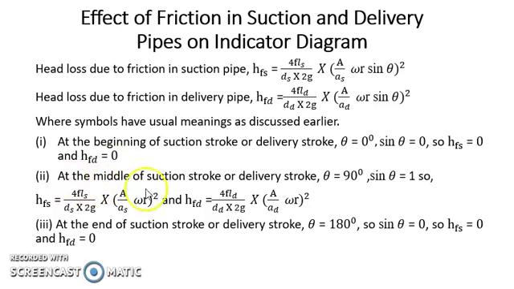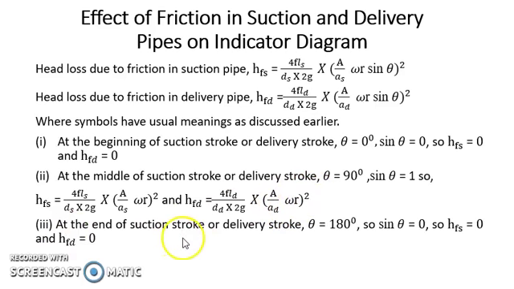We know that at the middle of the suction stroke or delivery stroke, theta is equal to 90 degree. So the value of sine theta is equal to 1. So from the above expressions, we can see that the value of HFS is equal to 4FLS divided by ds into 2g multiplied by (A upon AS omega r) square, and the value of HFD is equal to 4FLD divided by dd into 2g multiplied by (A upon AD omega r) square.